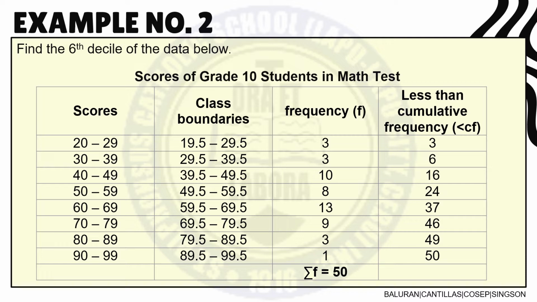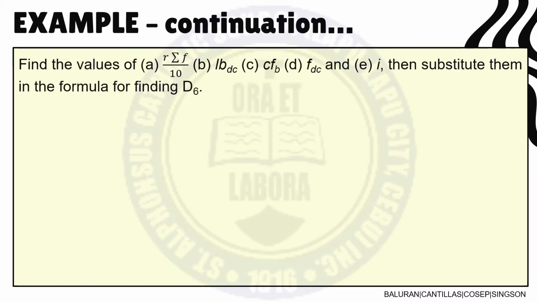The first column talks about the scores. Then we have the class boundaries. Then we have the frequency, and lastly, the less than cumulative frequency. The summation of f in this data is equal to 50. Find the values of the following and then substitute them in the formula in finding D sub 6.